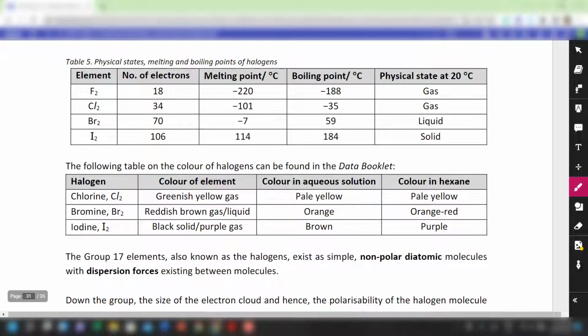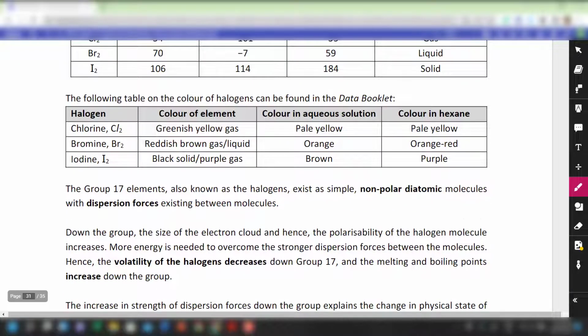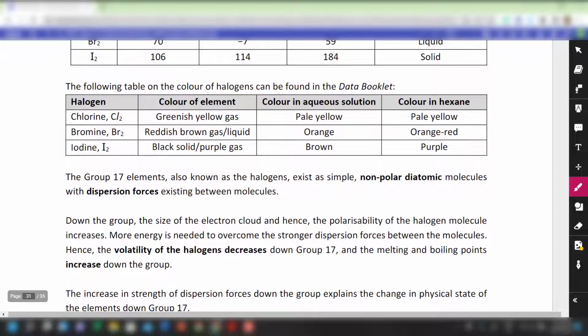We need to be aware of their colors. Chlorine is yellow green, bromine reddish brown, iodine is a black solid. In the gaseous phase, it will exist as a purple gas. Their colors in aqueous solution as well as hexane can be found in the data booklets. It's actually in the second last page of the data booklets, the last table. If you are in doubt, do take a look at them.